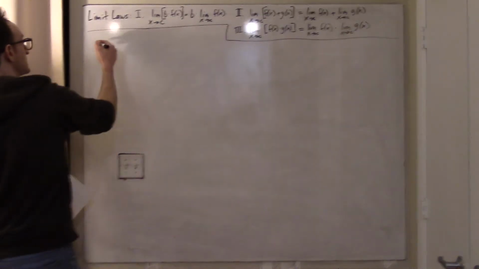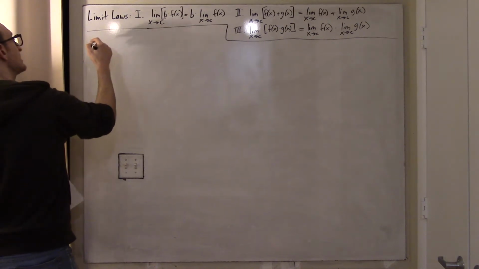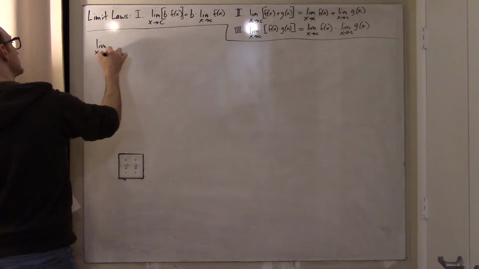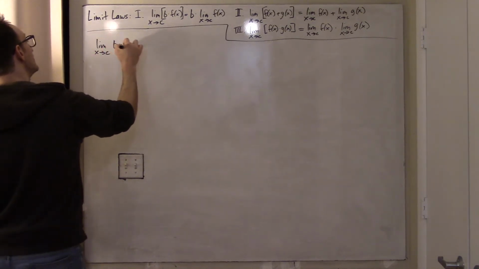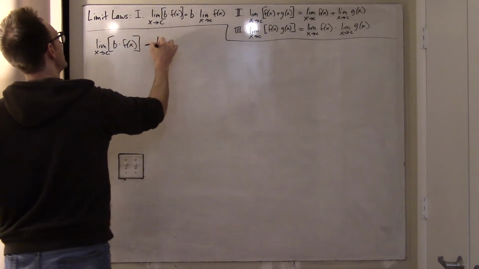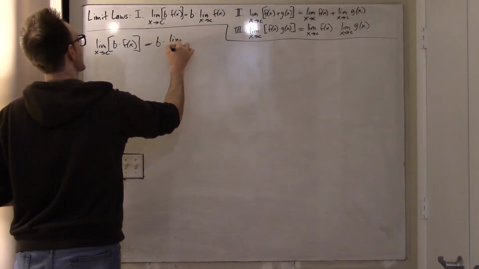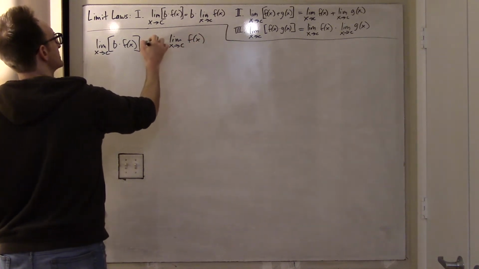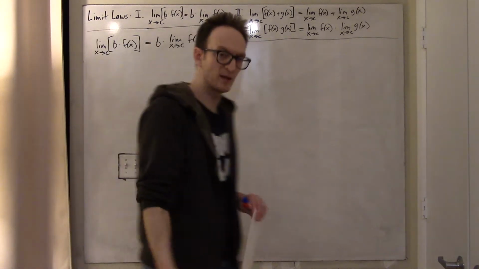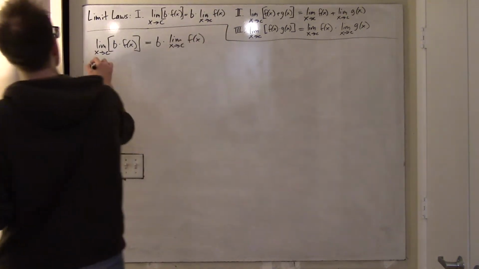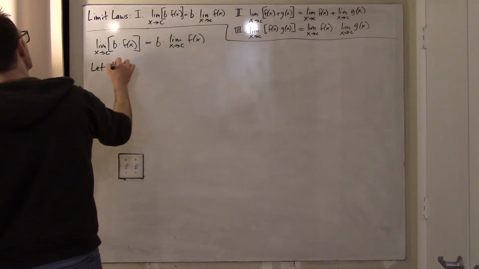Okay, actually let's start with our first limit law. What is the limit law? It says that the limit as x approaches c of b times f of x is b times the limit as x approaches c of f. Alright, and I think just to keep things kind of simple, I will just let b be positive. Let's just do that. So let b be positive.